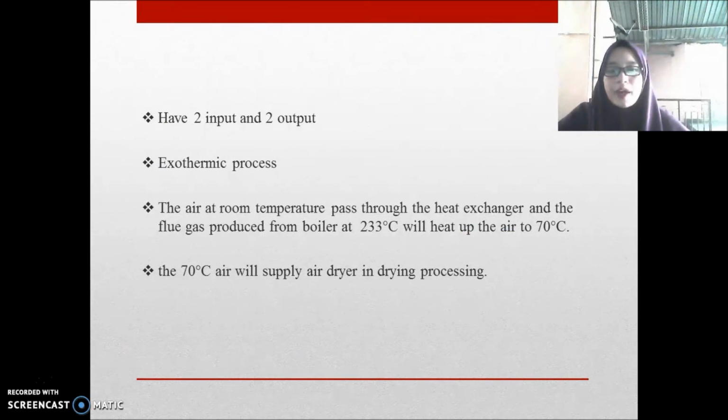In the heat exchanger we have 2 inputs and 2 outputs. It is an exothermic process because the Q value is negative. The air at room temperature passes through the heat exchanger, and the flue gas produced from the boiler at 230 degrees Celsius will heat up the air to 70 degrees Celsius. The 70 degrees Celsius air will be supplied to the air dryer in the drying process.